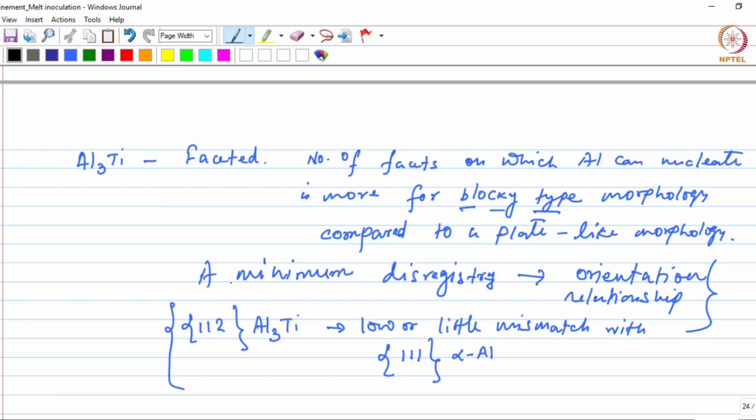And that is how the morphology comes into the picture over here, in terms of these planes which can provide a surface of low disregistry for the aluminium to nucleate. Okay, so these are the things that we discussed in the previous class. So today we are going to look at the mechanisms through which the nucleation occurs on such heterogeneous surfaces.